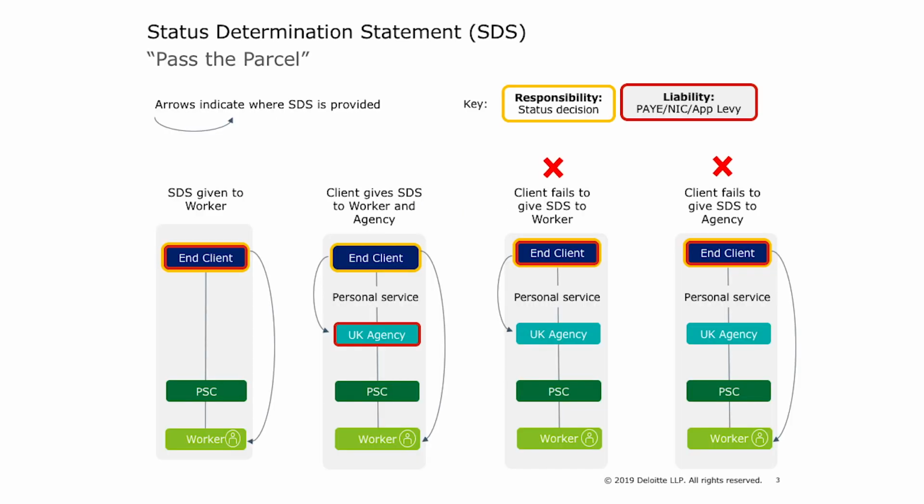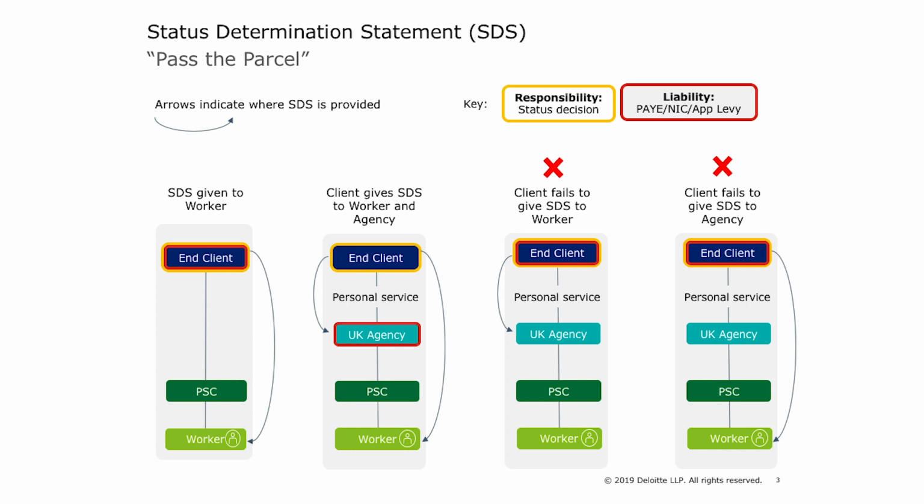The draft legislation provides that the end client is required to pass the SDS on to both the worker and other parties in the labour supply chain. If this does not happen, then the legislation imposes penalties on the party who has failed to meet their obligation by making them liable for any pay-as-you-earn and NIC that is due. This is illustrated on the slide as follows.